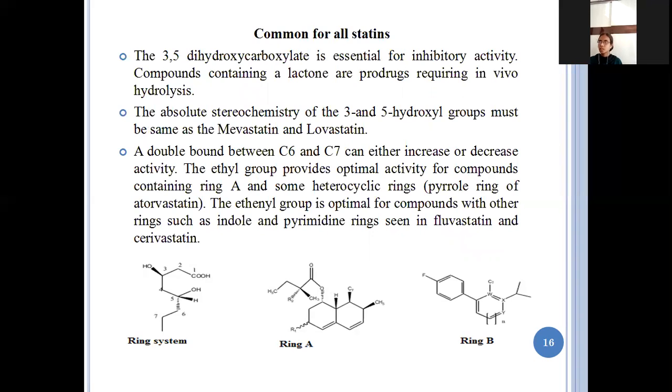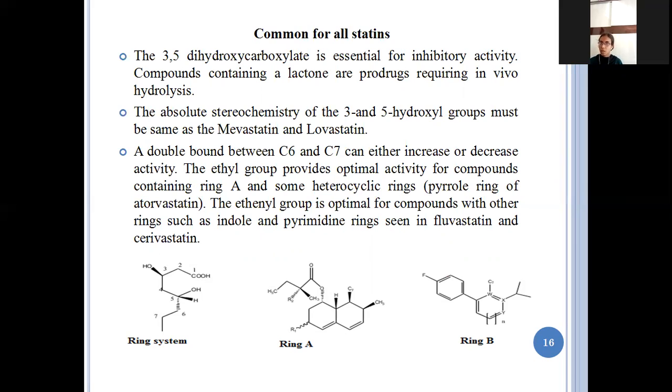So next, the 3,5-dihydroxycarboxylate is essential for the inhibitory activity. See here, the third position and the fifth position hydroxyl groups are there. So the 3,5-dihydroxycarboxylate is essential for the inhibitory activity. Compounds containing the lactone are prodrugs which require hydrolysis. The absolute stereochemistry of the 3 and 5 hydroxyl groups must be the same as in Mevastatin and Lovastatin.